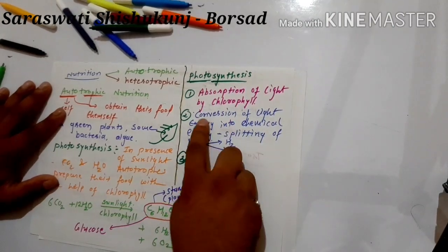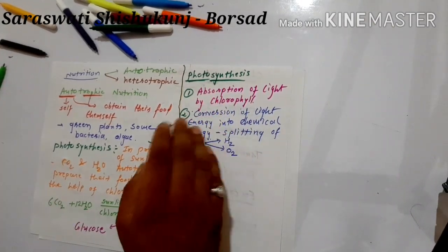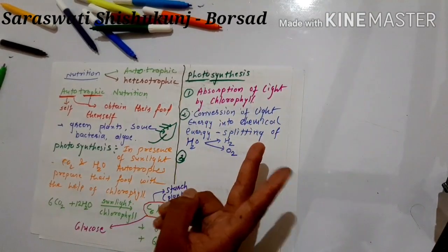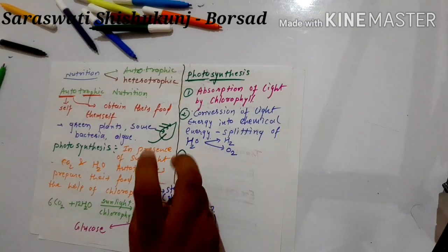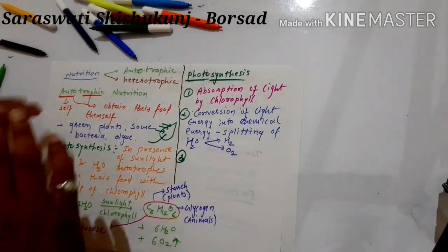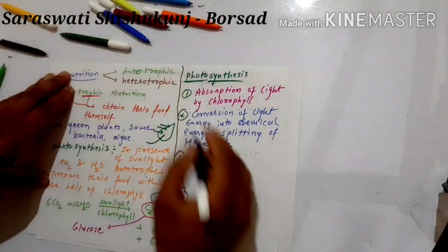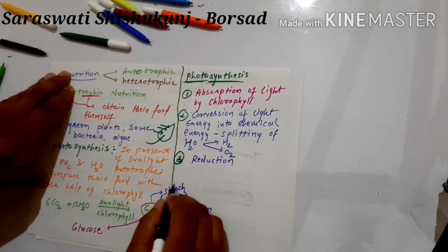The light energy which is absorbed by the chlorophyll will get converted into chemical energy, and during this process the water molecules present in the leaf will get split into hydrogen and oxygen. In the third step, it will be reduction.